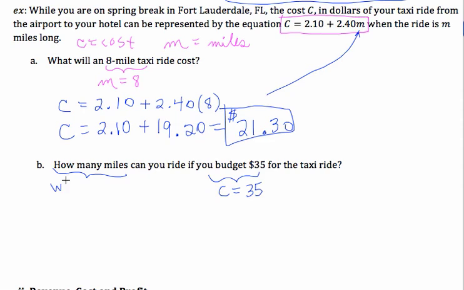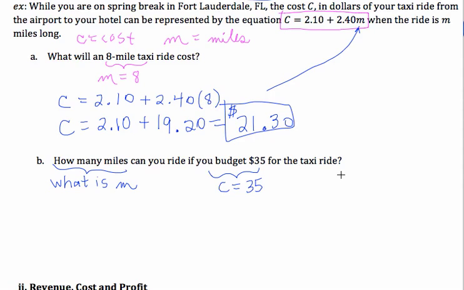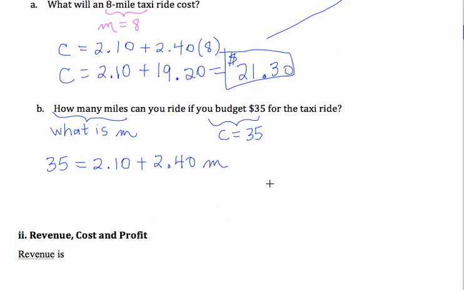That means, what is M? If it helps you to write things like this, like what I'm writing, write it out. If it doesn't help you, that's fine. Don't write it out. Okay, so let's plug in 35 for C and see what we get. So we have 2.10 plus, I'm looking at this equation up here, plus 2.40 times M. M is the unknown here. That's the variable that we have to solve this equation for. Now the only difference between this equation and the previous one is that this one has some decimals, but you solve it the same way. Don't let the decimals scare you.